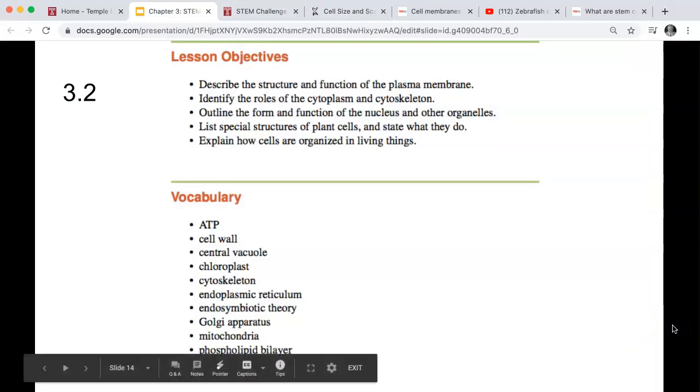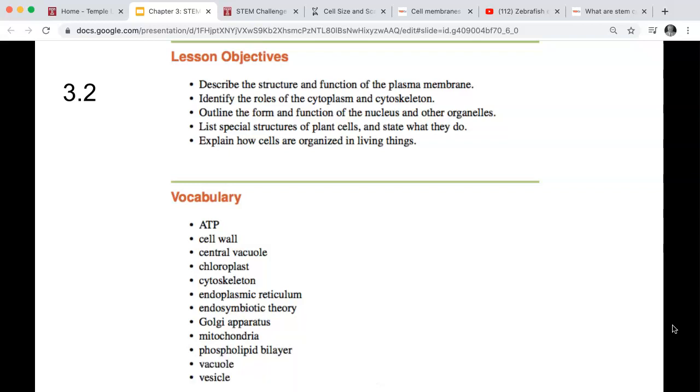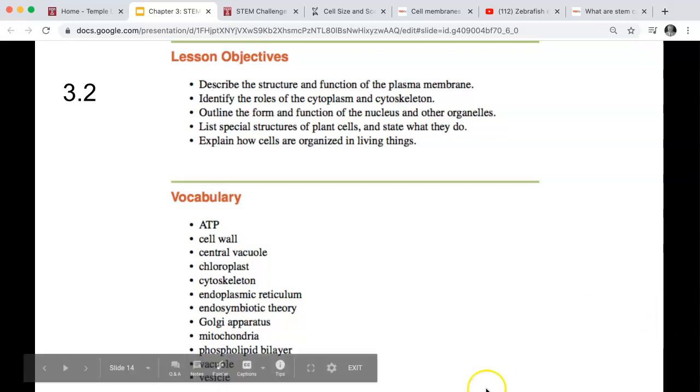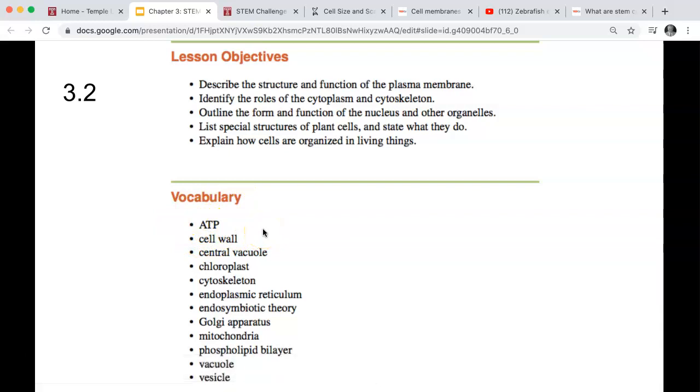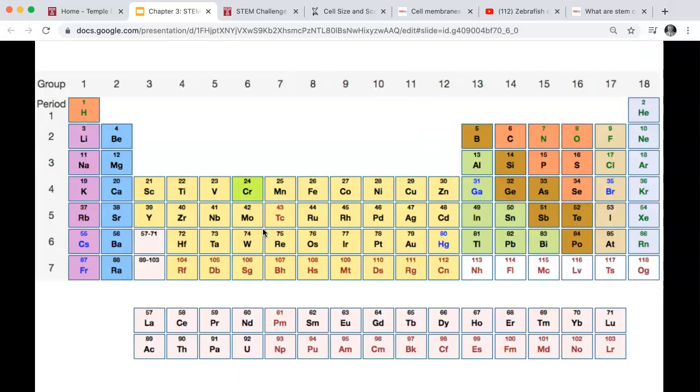In section 3.2, they're going to talk about the functions of the cell membrane, the plasma membrane. Make sure you read over the lesson objectives, become familiar with them, and the vocabulary. If you take a look at this vocabulary, it starts with a molecule called ATP. ATP is like the gasoline of every cell. It's the energy source. Where does that come from? It's made from us ripping apart glucose that we get from plants. We'll talk all about that later on.